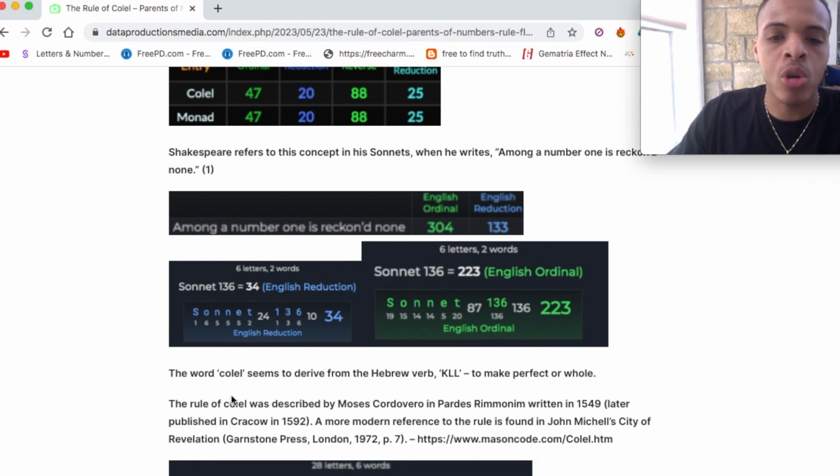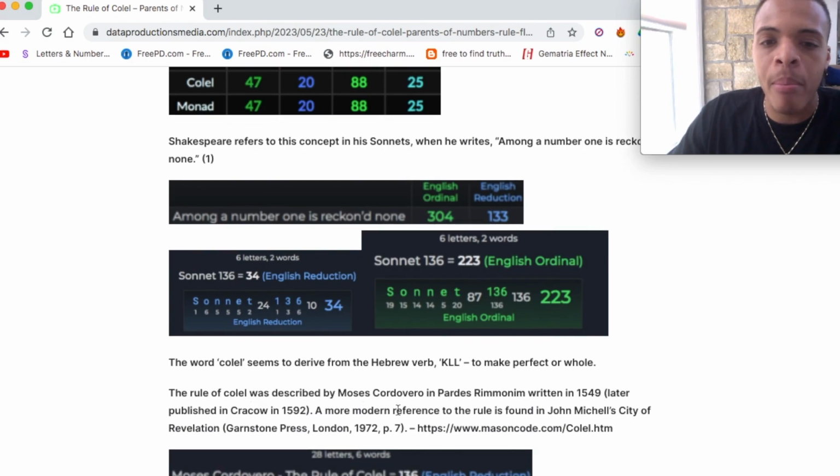And it goes on to say the word Kolel seems to derive from the Hebrew verb KLL, to make perfect or whole. The rule of Kolel was described by Moses Cordovero in Pardes Rimonim, written in 1549. So this is an ancient rule. This is ancient practice, okay? We're talking about 500 years or more of this practice. It was also later published in Krakow in 1592. A more modern reference to the rule is found in John Michell's City of Revelation, in London, 1972.